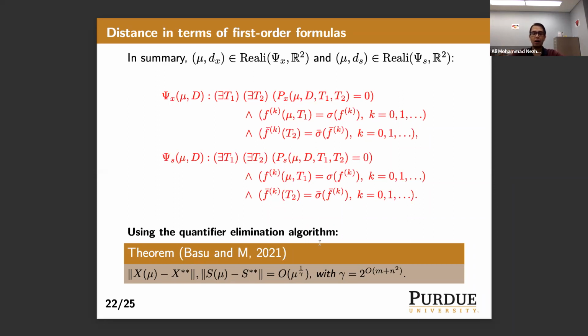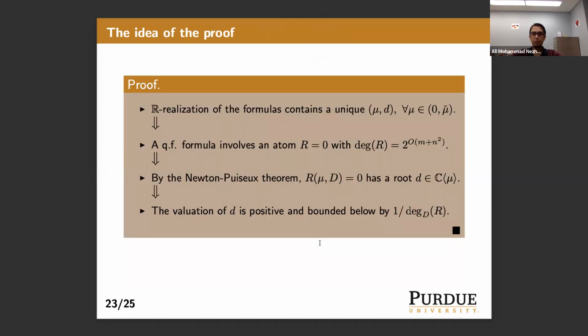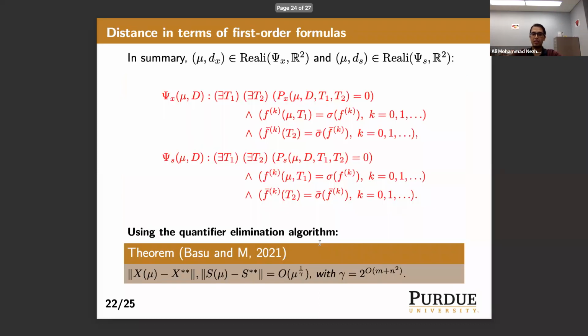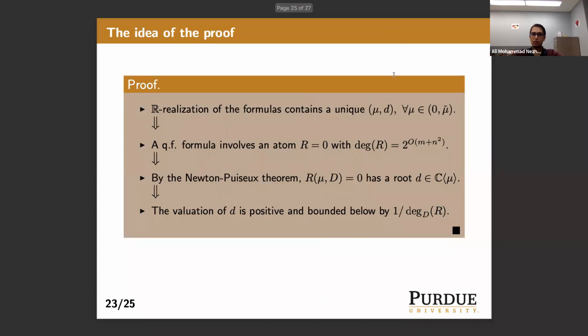And I can describe here how we apply the quantifier elimination. So here is the idea of the proof. First of all, the realization. The realization here is basically the set of the solutions which satisfy the formulas. So like I said, for every mu, we have a unique d. So the realization contains a unique d for every mu, where mu is the central path parameter. So if we do the quantifier elimination, we get a quantifier-free formula, which involves a polynomial equation, and we also know the degree of that polynomial based on the complexity of quantifier elimination.